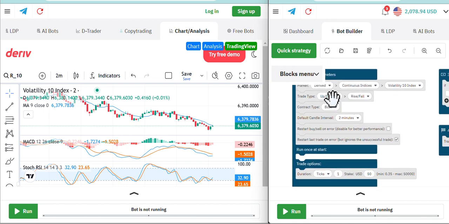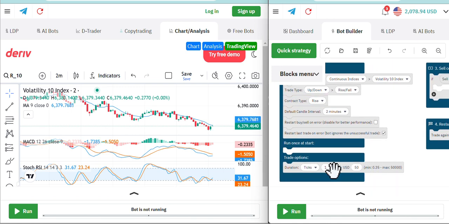Trade type is up and down, that is rise and fall. So we are going to trade a rise. You can set our stake here to $50. The number of ticks we can use is 5 to 10 ticks, so let's use 5 ticks.